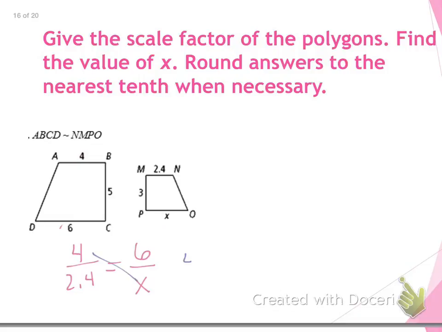So I got 4x, drop my equal sign in the center. 6 times 2.4, which gets me 14.4, divide by 4. So x is equal to 3.6. So I'm going to take this x out and put 3.6 in.